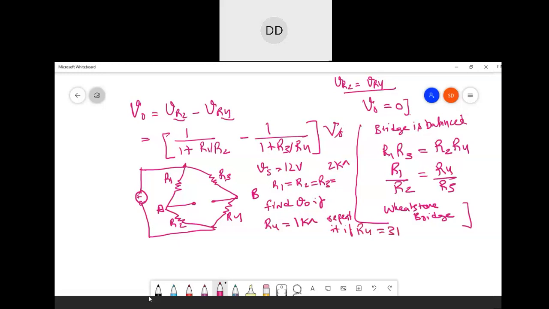See, simple formula. We have the formula V0 is equal to 1 divided by 1 plus 2 by 2, because it is R1 by R2, minus 1 by 1 plus R3 by R4, into 12. So it will be 2 volts. Same thing you have to repeat for the other reading. So this is about this network.